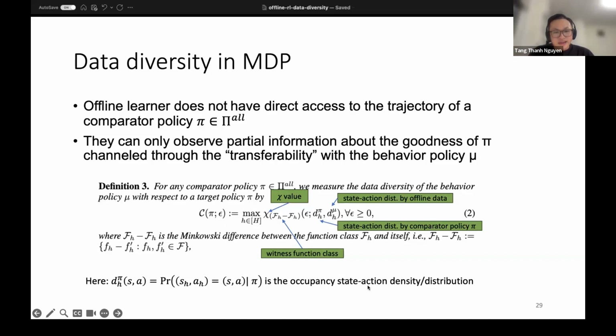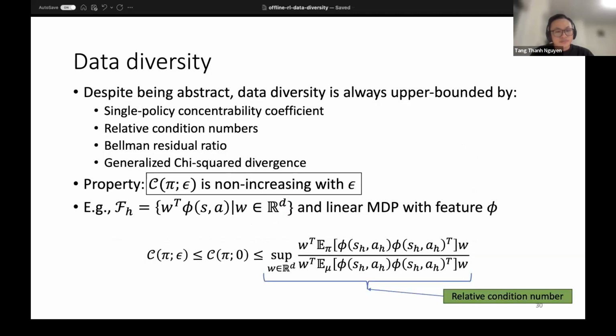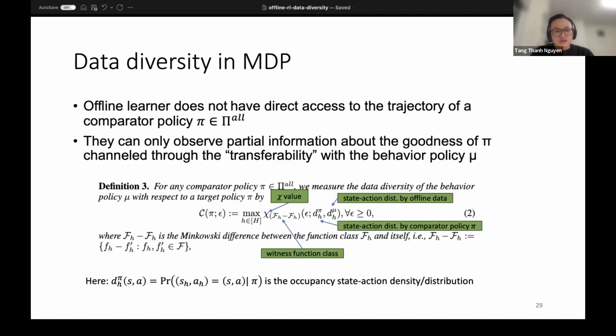Here is the definition of the state-action distribution. It's basically the probability of reaching those state-action pairs under the given policy. And the witness function class that we consider here is the mean Bellman difference between the function class that we employ and itself. Okay, so that's the definition of data diversity.